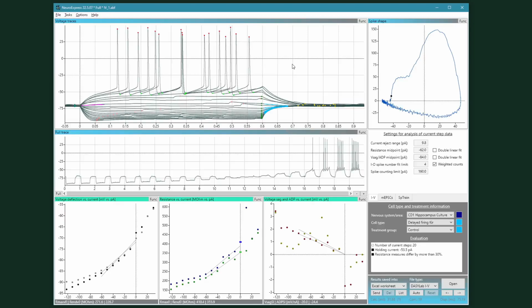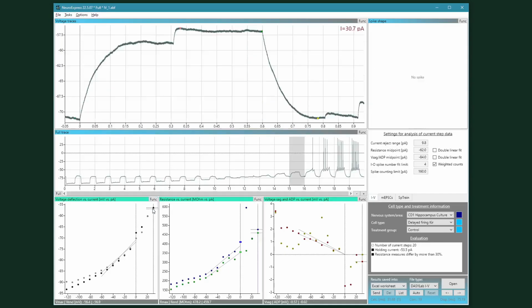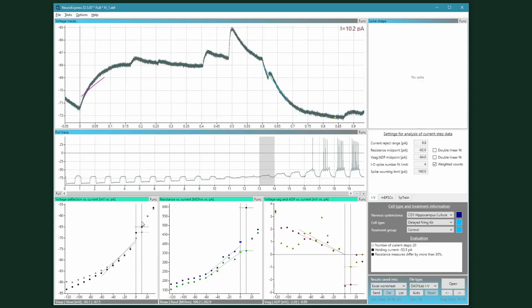In the next example, I'd like to show how to perform manual correction of the data when it becomes necessary. In this example, the neuron was not synaptically isolated in an acute brain slice, and this neuron received EPSPs during the experiment. In this case, for example, there is a marked EPSP riding on the voltage trace, and the program finds the most depolarizing or most positive membrane potential level during the current step.